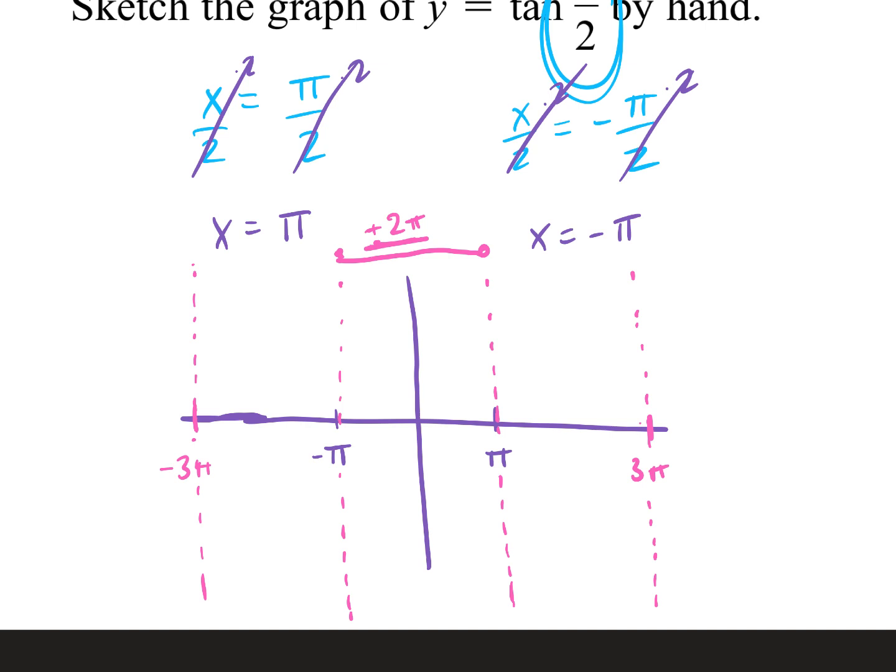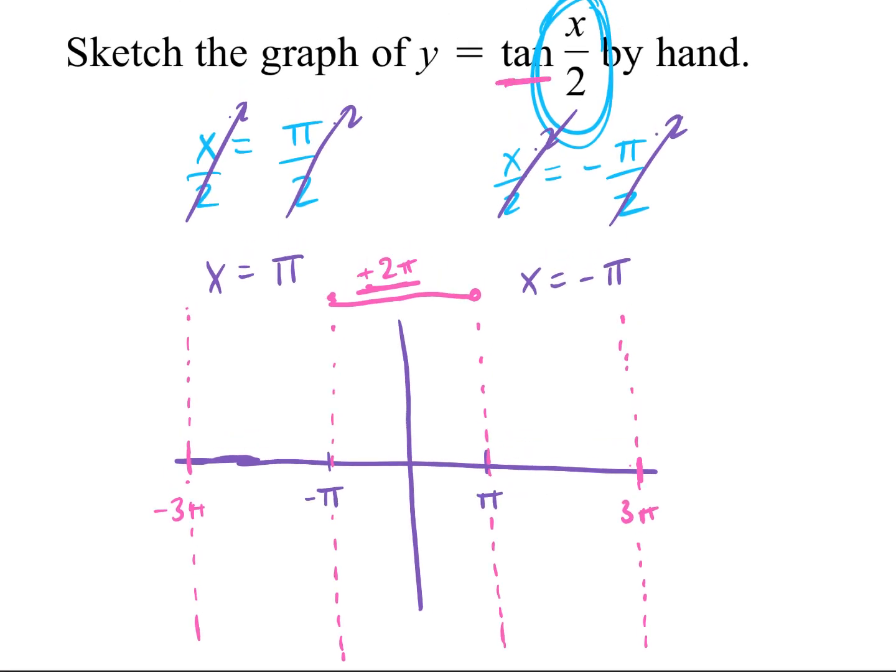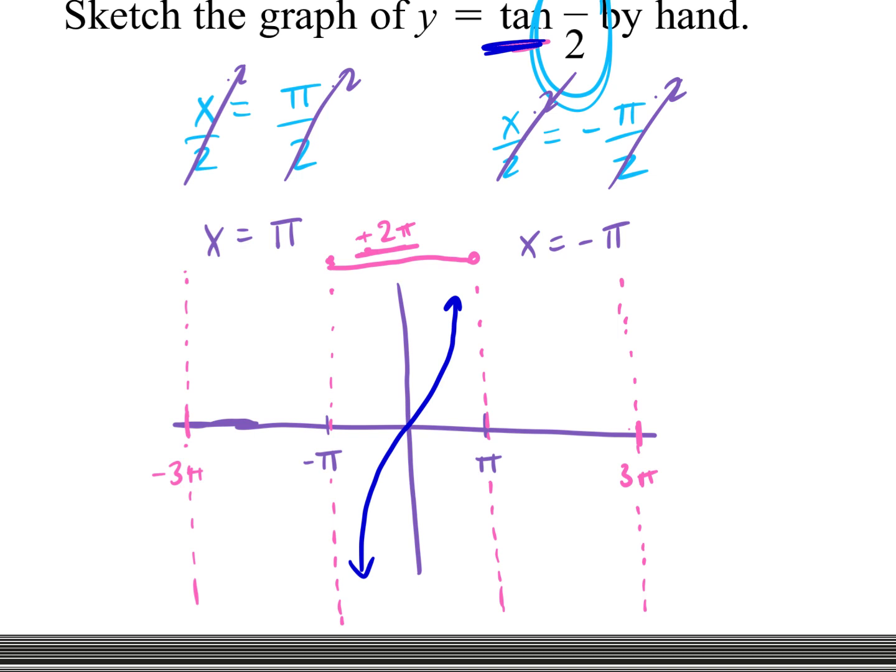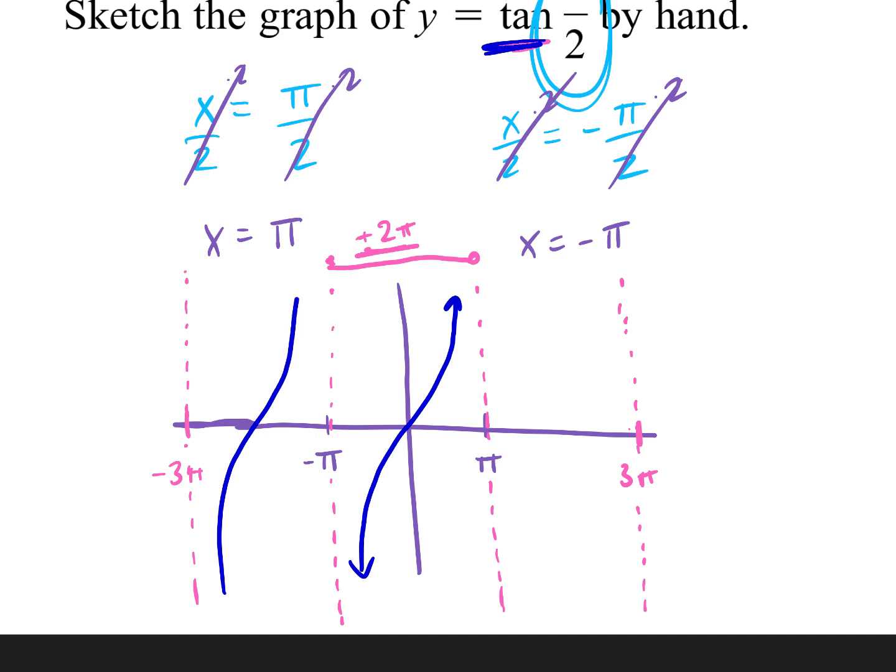Now looking at tangent that we were given, is it positive or negative? It is positive. Tangent is positive. So our graph snakes in between our asymptotes and is increasing. So it's going in the positive direction. If tangent was negative, it would flip. It would go decreasing. So we just snake that same shape in between all of our asymptotes.